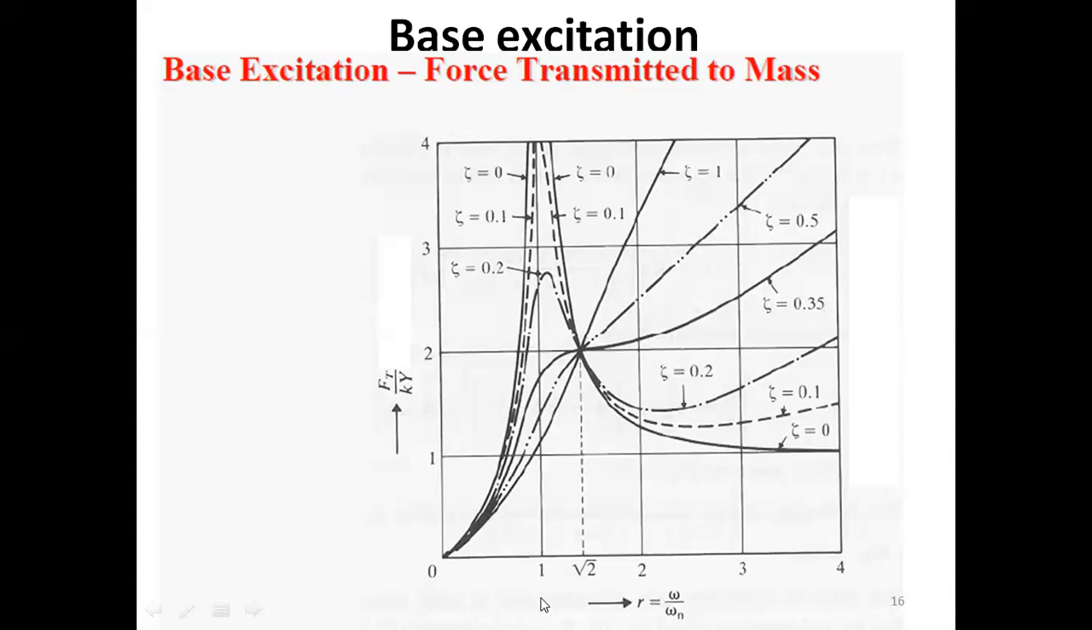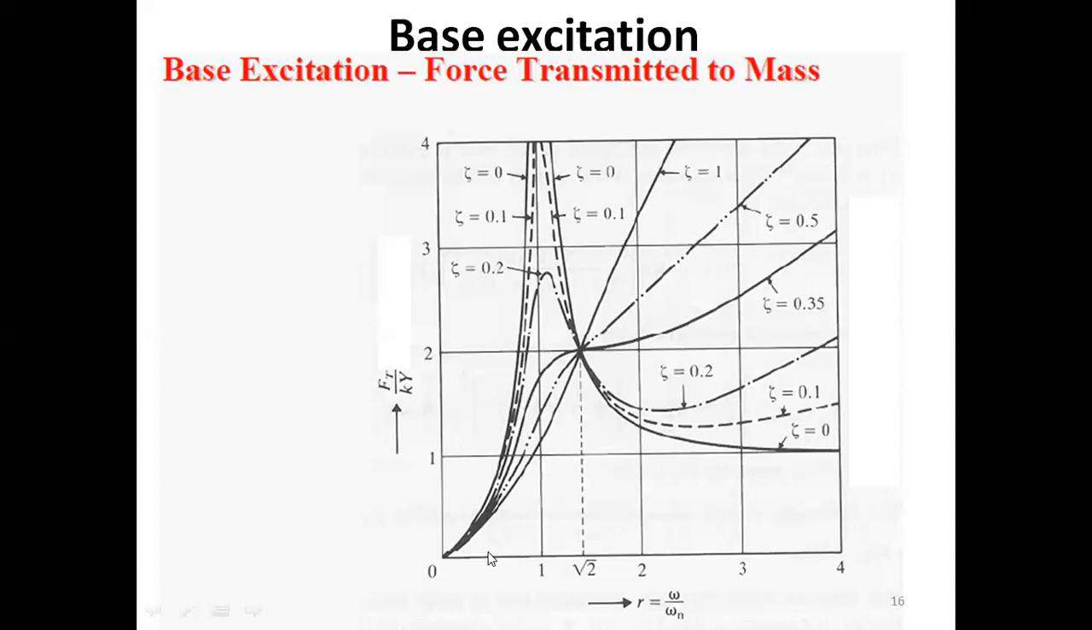We could divide the plot into two regions based on the resonance or frequency ratio. When the frequency ratio is 1, we have this portion of the plot. When the frequency ratio is more than 1, we have this portion of the plot. We could see here that when the frequency ratio is less than 1, at lower frequency ratios, the force transmissibility would be less. And at very low frequency ratios, it would be very near to 0.